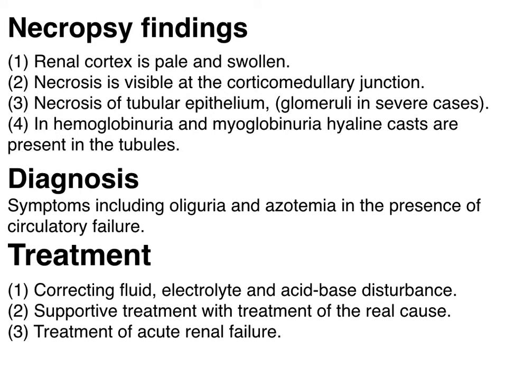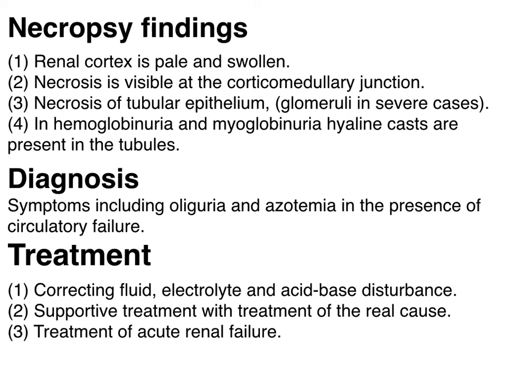Necropsy findings: the renal cortex is pale and swollen. Necrosis is visible at the corticomedullary junction. Necrosis of tubular epithelium and glomeruli in severe cases. And hemoglobinuria and myoglobinuria, hyaline casts are present in the tubules.